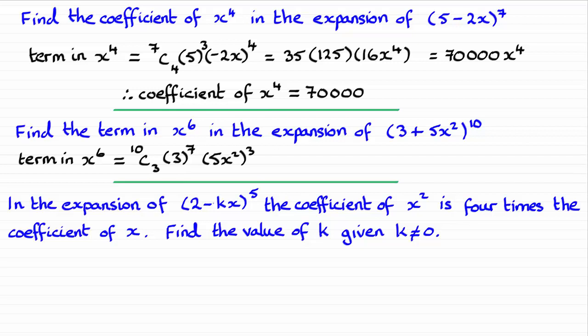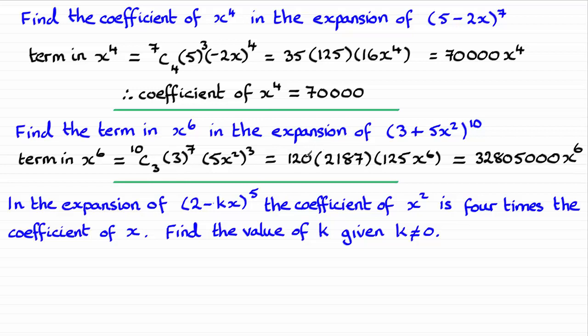And so if you work this out, you should find that 10C3 is 120, 3 to the power 7 is 2187, and (5x squared) all cubed is 125x to the power 6. Put that all together and you've got this very long answer, 32,805,000 x to the power 6. I'm not asking for the coefficient of this value, just the term, so that is our final answer.